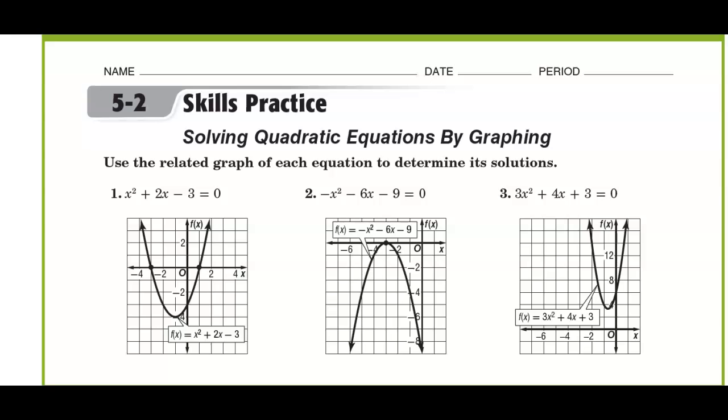So look at the 3 examples up on the board and determine in those 3 examples how many solutions each one of those graphs have and where those solutions are at. So again, you're looking at each of those 3 graphs. You're determining how many and where they are.